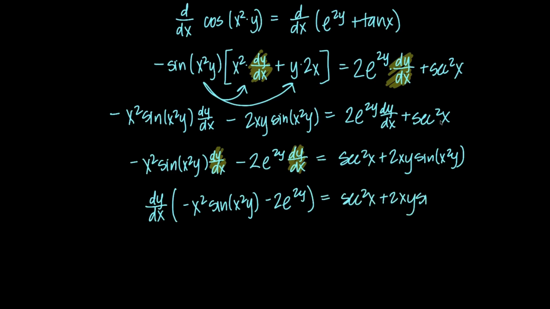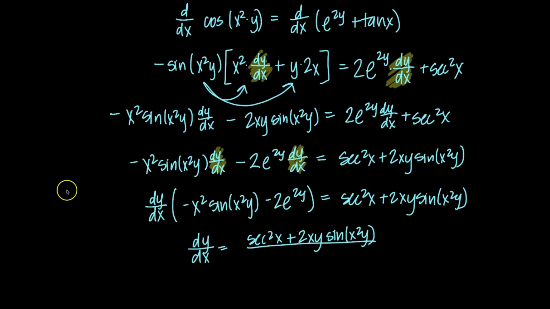So the last step here is just dividing by this entire factor to get dy/dx by itself. So we have dy/dx is equal to, in the numerator, secant squared x plus 2xy sine of x squared y, all over. Let's do two things at once here. There's a negative in each of these terms, so we'll factor the negative out of the entire thing, and we'll leave the denominator as positive x squared sine of x squared y plus 2e to the 2y. So there's this negative now in front, and this is going to be my final answer.